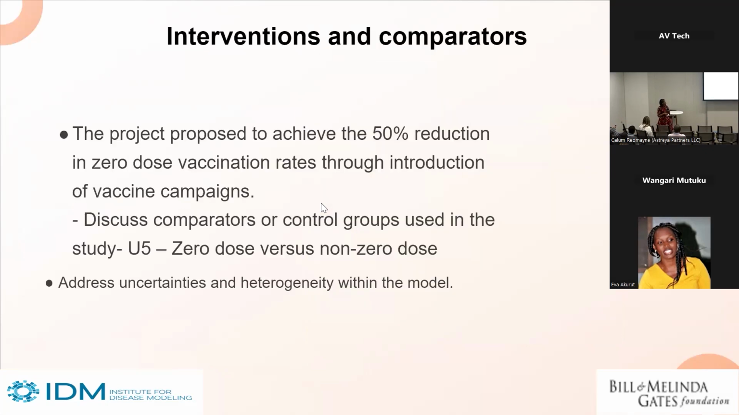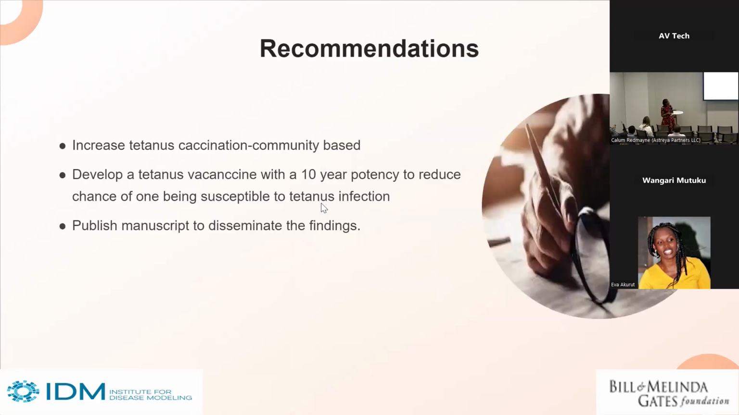We realized that modeling alone is not enough. We need to go to the next step and enhance our vaccination. We propose as a team to go on a community-based intervention whereby we pick these cases right from the community, looking at the factors that affect these zero-dose cases. The other option is to come up with a high-potency tetanus vaccine so that we are able to avert these cases. The team is ready to publish our work. We already have a manuscript ready, thanks to IDM for the support. So that's where we are on zero dose, and together we'll be able to bring the challenge to a halt. Thank you very much.